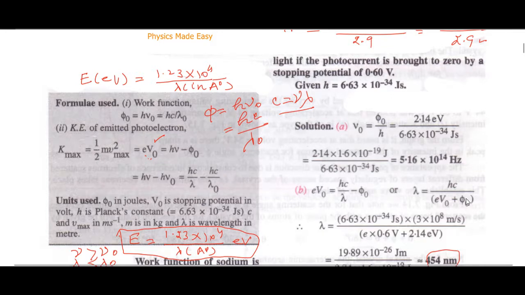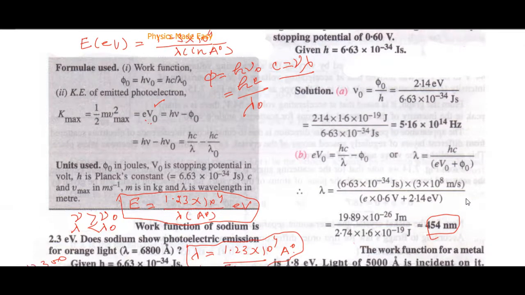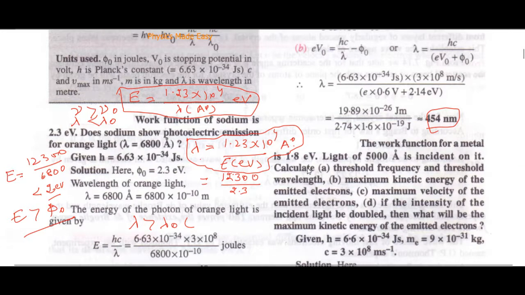And we have got another formula. Remember this formula. If we want to find out the frequency, I will give you the formula tomorrow. Next, the work function of a metal is given. Light of this wavelength is incident on it. What is the threshold frequency and threshold wavelength? This is what you want to tell.